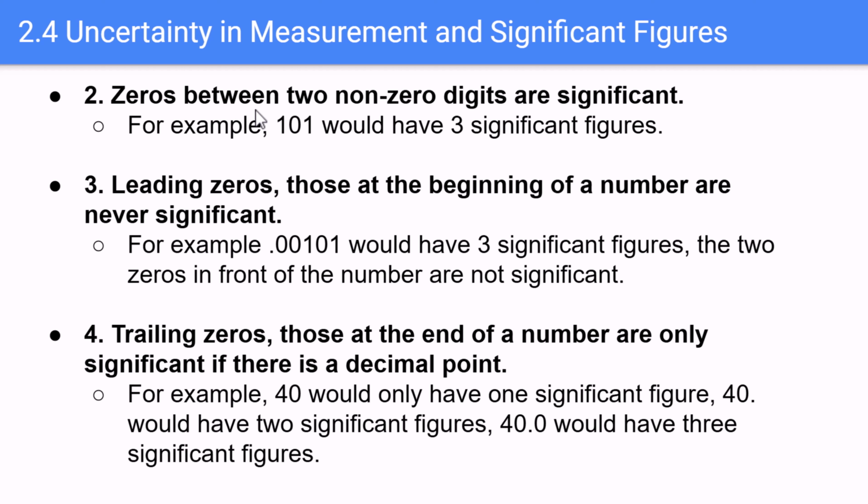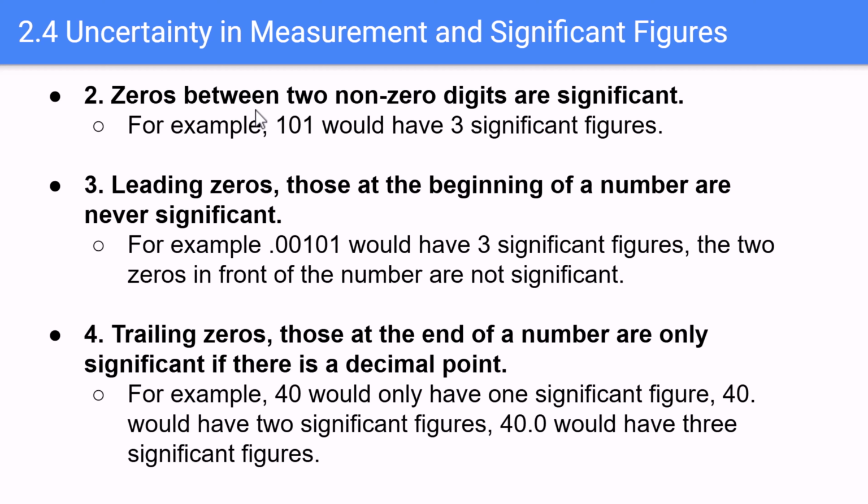Lastly, trailing zeros, those at the end of a number, are only significant if there is a decimal point. Doesn't matter where the decimal point is in the number. If there's a decimal point in the number and you have zeros that are trailing non-zero digits, then they will be significant. So for example, 40. It has a trailing zero, the 0 at the end, and there's no decimal point, so that 0 is not considered significant. However, if I put a decimal point there, that makes that 0 significant. So 40 with a decimal point would have 2 significant figures, and 40.0 would have 3 significant figures.